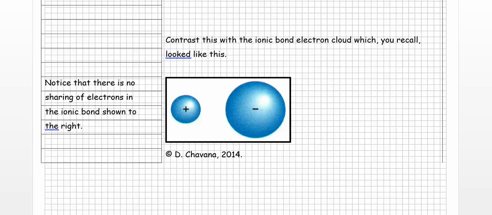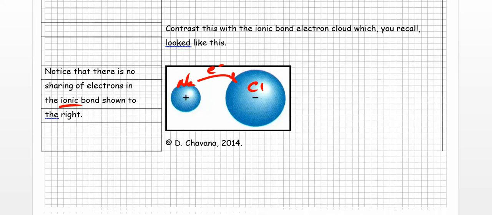So let's contrast this with the ionic bond cloud, which you recall looked like this. All right? So notice that there is no sharing of electrons in an ionic bond like the one shown to the right. Where there's no sharing, one atom completely took over the other. So this one on this side might have been chlorine, and this one might have been sodium, right? So sodium gave up an electron to chlorine. So an electron went from here to here. That was a transfer, so that's called an ionic bond, right?